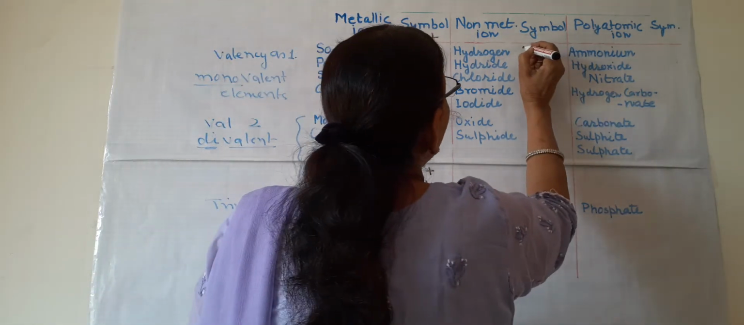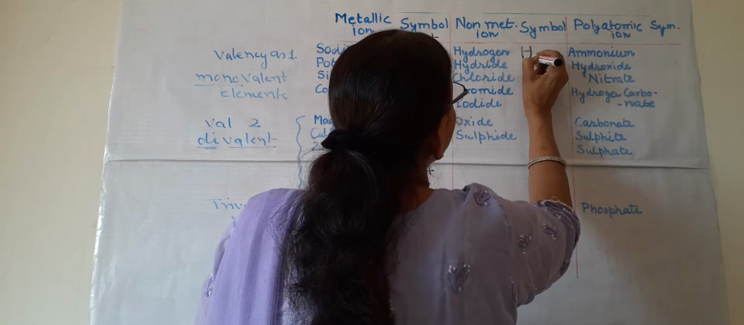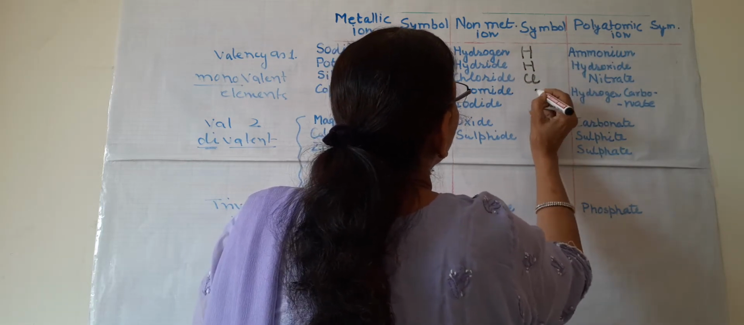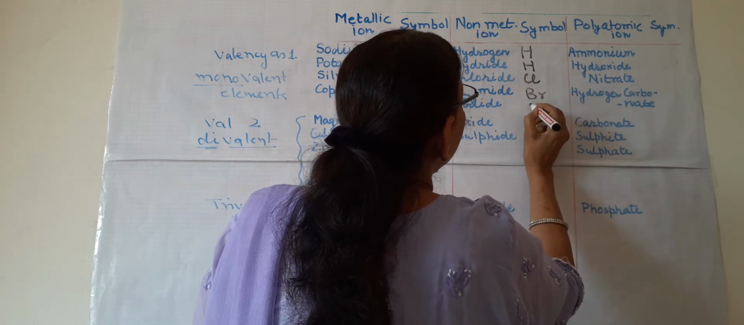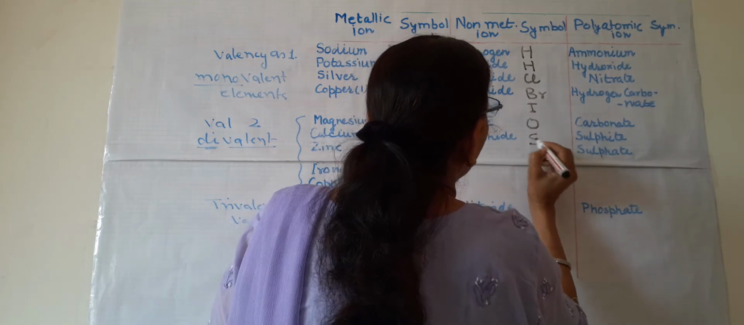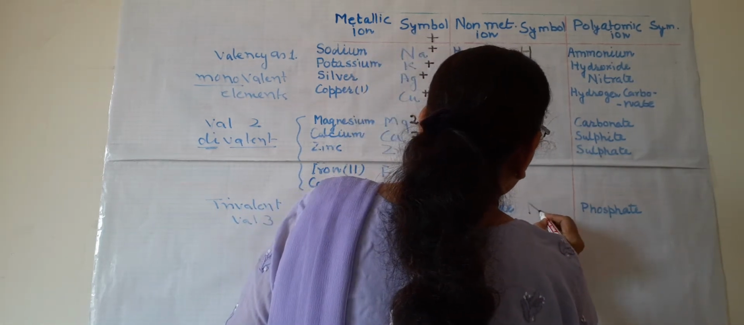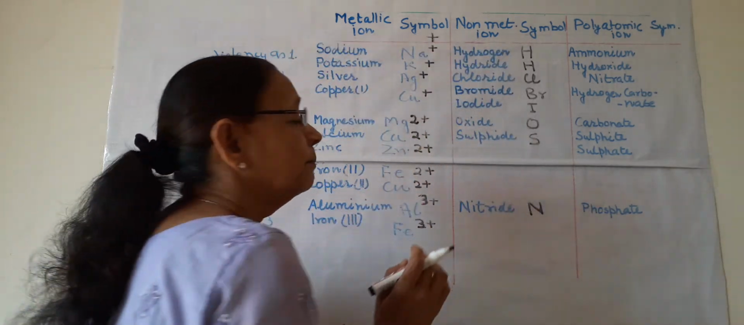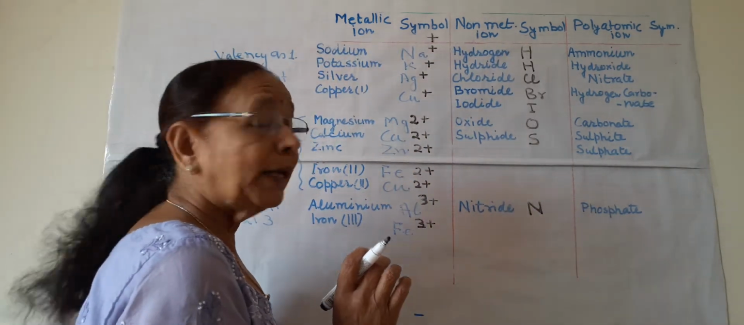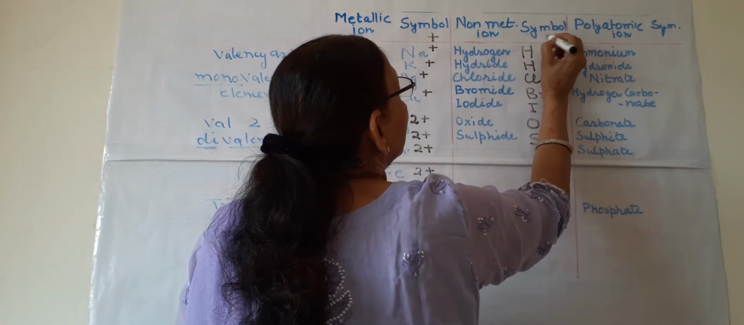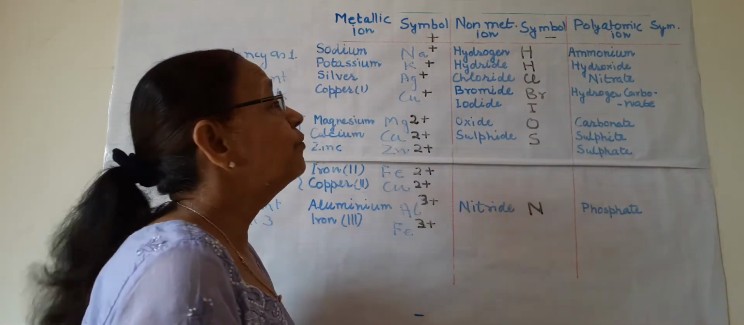Now the symbol of hydrogen, first I will write symbols. Hydride also H, chloride chlorine, bromide and iodide. Then oxide O, sulfide S and nitride N. So these are the symbols of non-metallic ions. And we know they form anions, they have negative valency.